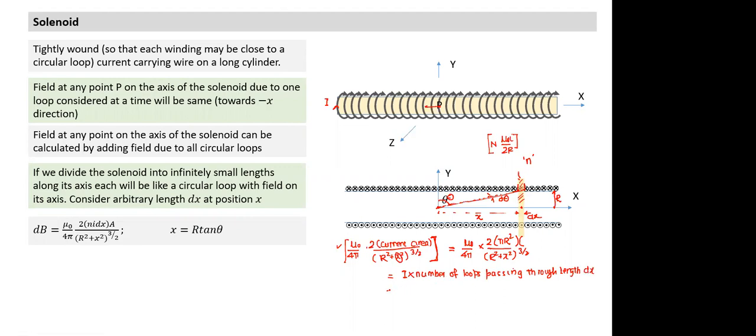How many loops will pass through length dx? N dx. So that's the current. In place of I, write I into N dx. That's the current into area.